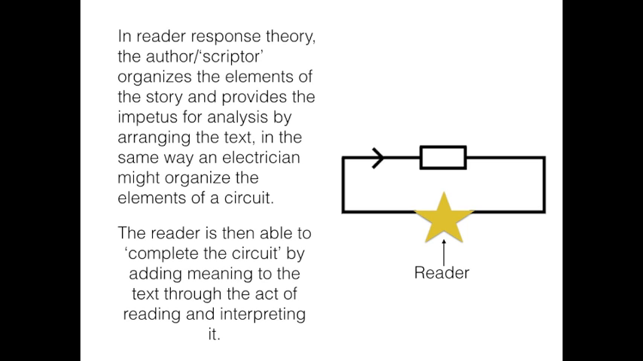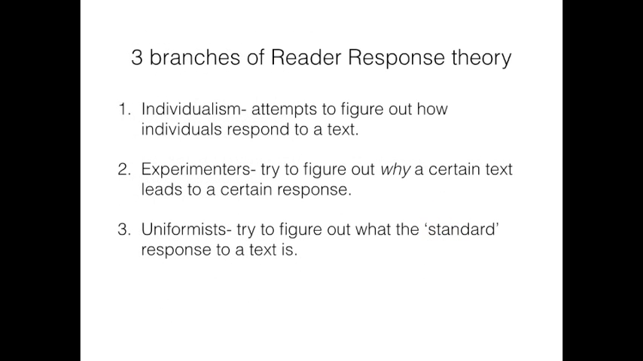Three main branches of reader response theory exist today, and they can be quickly summarized as follows. Individualists try to figure out how one person responds to a text. Experimenters try to figure out why people respond to text the way they do, often by having people read a text containing basic literary tropes, the kinds of things a formalist would study, and measuring what responses those kinds of things elicit. And finally, uniformists, who try to figure out what the, quote, standard response to a text is.